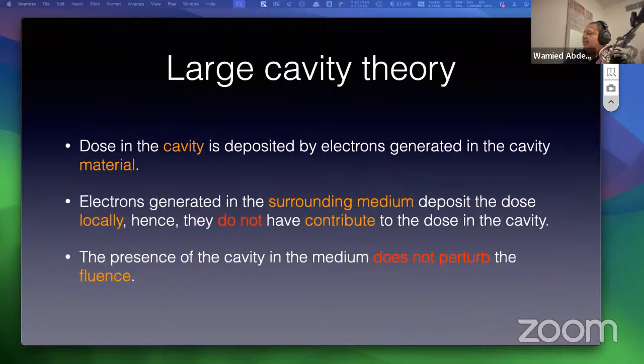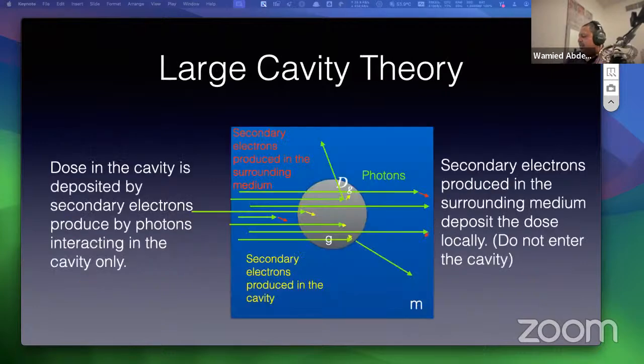But now we're looking at the other extreme. In the other extreme, photons can interact with the surrounding medium, and they can interact with the cavity. But the dose in the cavity in this situation is only deposited by the electrons that are generated from photons interacting in the cavity. Electrons produced outside of the cavity do not actually enter the cavity. They do not deposit dose there.